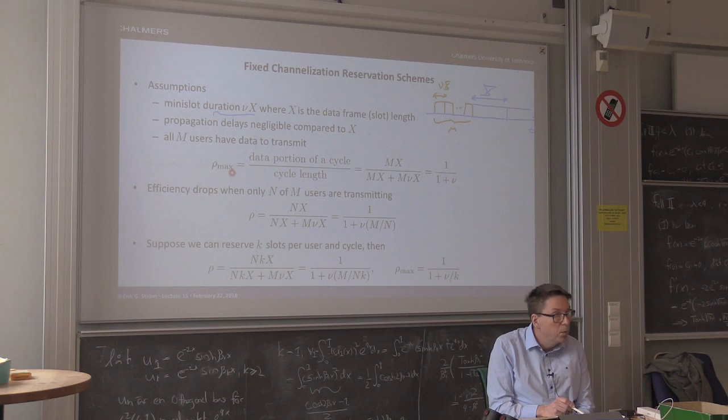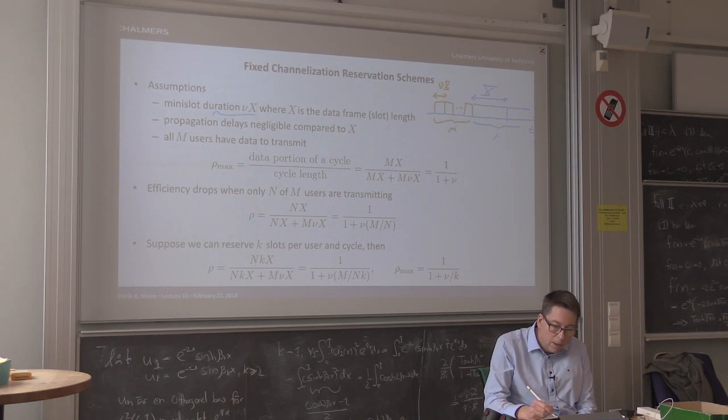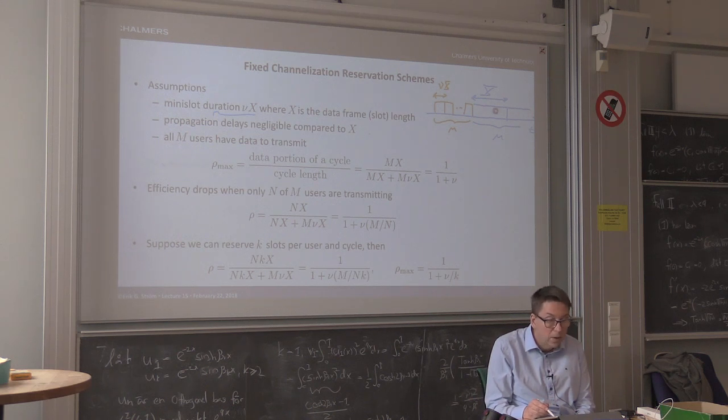So then rho max, what is that? Well, it's the data portion of a cycle divided by the cycle length. This is true in general. Okay. So this is how much data we get through, and this is how long it takes. Okay, so we have then mx of these blue frames. The cycle length is mx, the data portion, plus m times nu x, which is the reservation time. So we have mx divided by mx plus m times nu x.